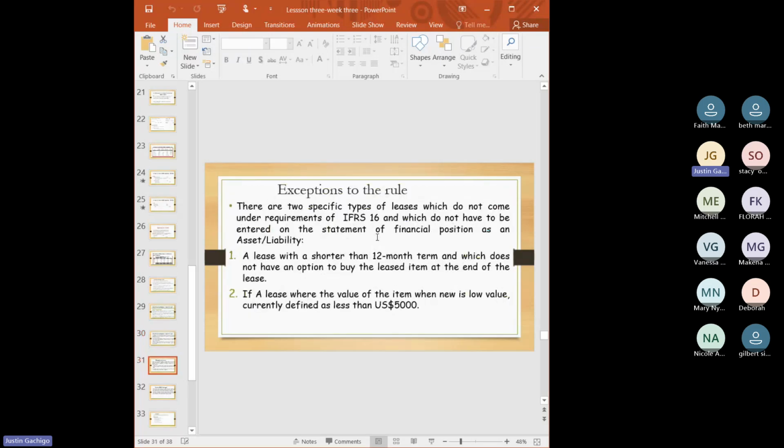There are a few exceptions to capitalization under IFRS 16. One, a lease with a term shorter than 12 months and which does not have an option to buy the leased item at the end of the lease. So if you have a lease and its tenure is 12 months or less, you don't have to capitalize. And if the value is too low, that is less than $5,000, again you don't have to capitalize.